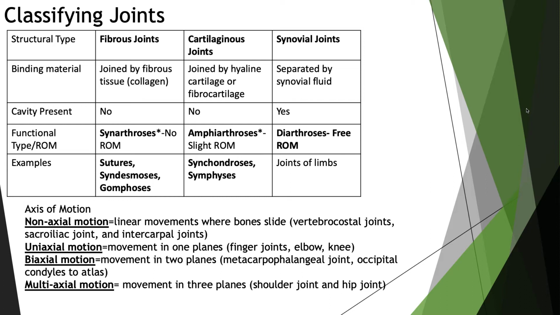Along those motions, you can have different terms of axes. You can have non-axial motion, which is linear movement where the bones slide, and this consists of your vertebrocostal joints, your sacroiliac joints, and your intercarpal joints. You can have uniaxial motion, which is movement in one plane, such as the finger joints, the elbow, and the knee. You have biaxial motion, which is movement in two planes, such as the metacarpophalangeal joints and the occipital condyles to the atlas. And you can have multiaxial motion, in which movement in three planes can occur, like the shoulder joint and the hip joint.